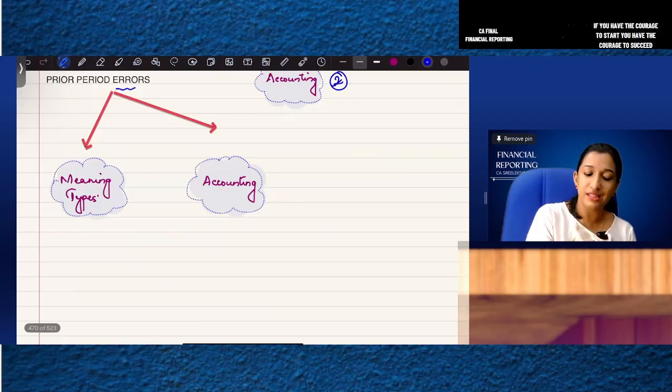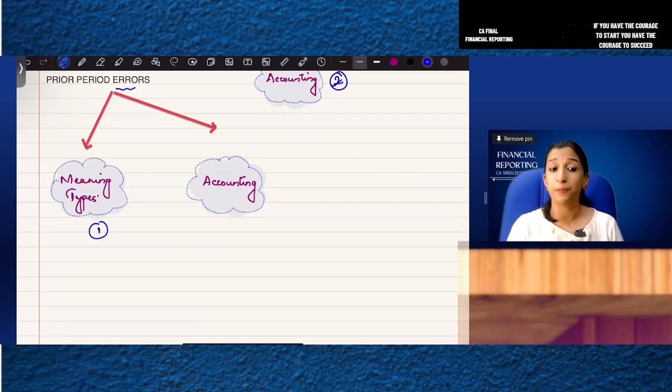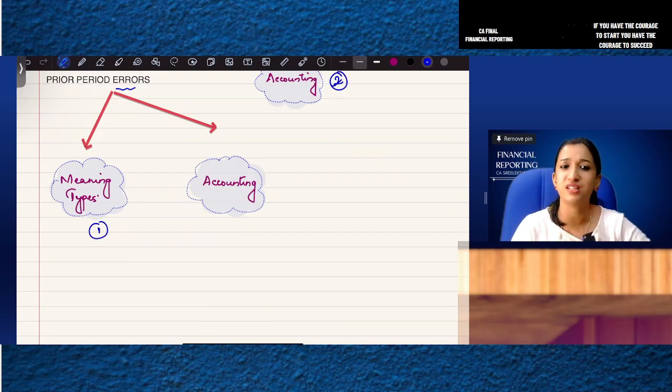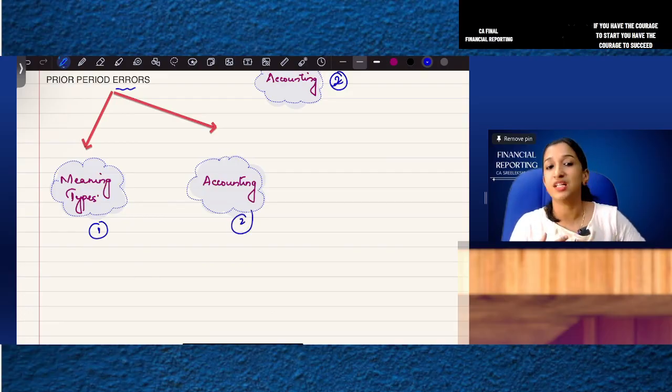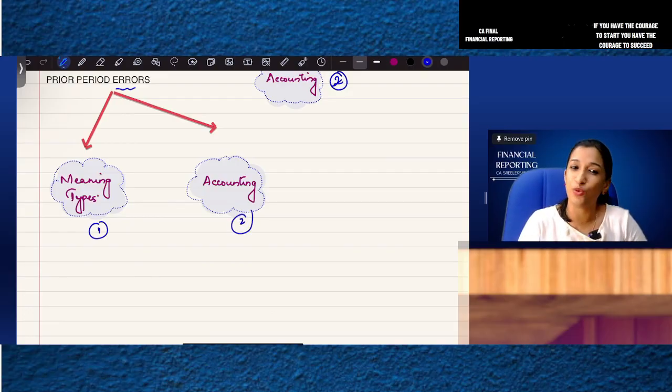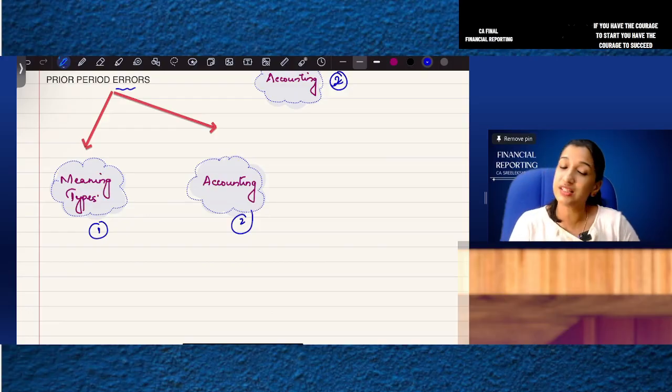Prior period errors. Of course, the errors are prior period. If there is a current year error, just correct it. But if there are previous year errors committed in the financial statements, how are they to be dealt with? So, meaning and types and accounting of such errors. Accounting of restating. What is the accounting treatment to be done when you have to restate those errors?